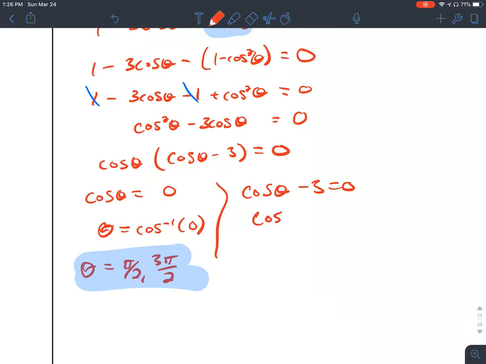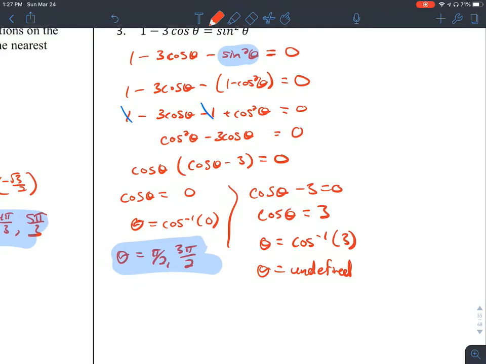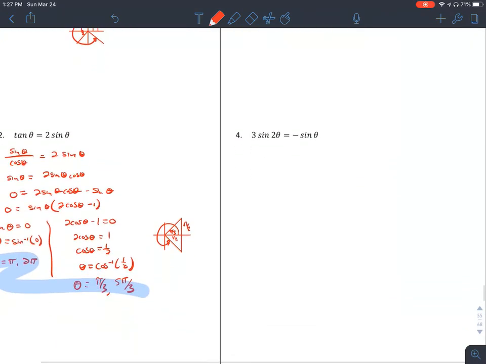If I solve this other equation, hopefully you can see that this is going to be undefined. When does cosine get as big as 3? Never, because the graph of cosine of theta goes as high as 1 and as low as negative 1. So this is going to be undefined, which means the only solution to this is pi over 2 and 3 pi over 2.